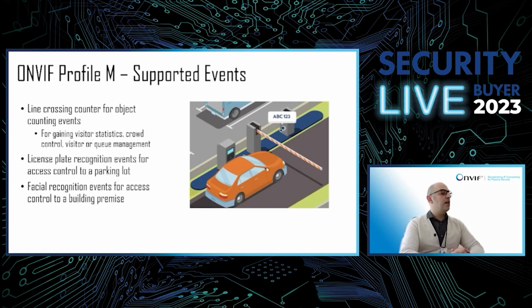Also, we specify events for license plate recognition, for instance, for access control. Imagine the situation where a car with a pre-registered license plate comes to a parking lot, and based on the rules set up in the access management system, the barrier opens or not, depending on whether the license plate of the incoming car is on the white or black list. Also, we support a facial recognition event for access control to the building premises.